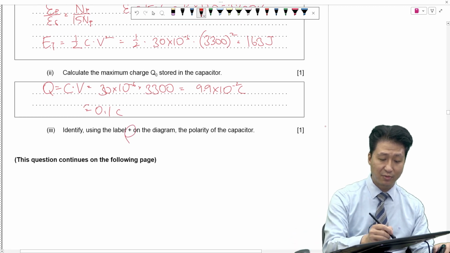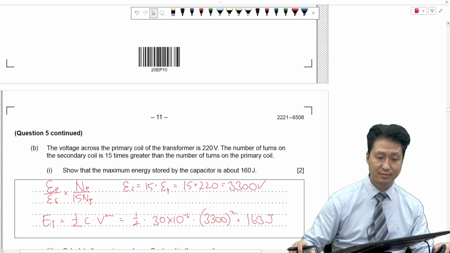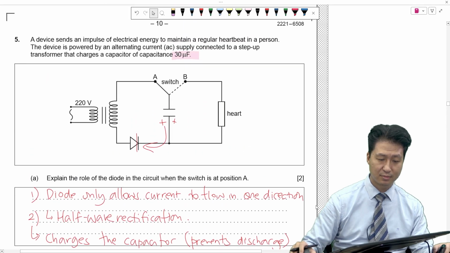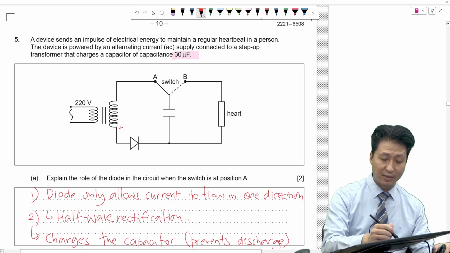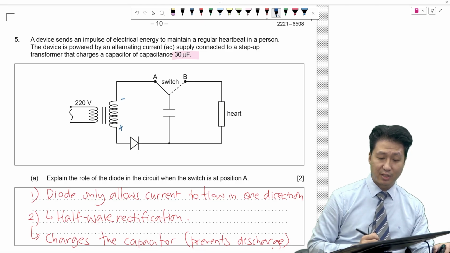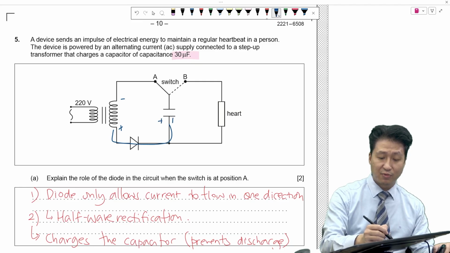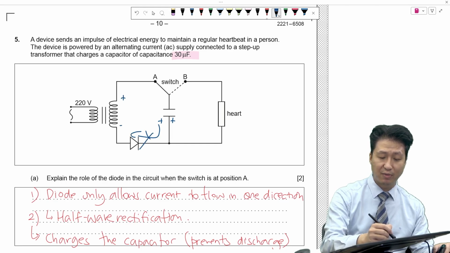Identify, using the label positive on the diagram, the polarity of the capacitor. So we actually already labeled it here, but if it goes like that, the positive charges will flow in, but when the transformer changes the direction, these will not be able to flow out. So the positive charges would be at the bottom side and negative charges on the top side.